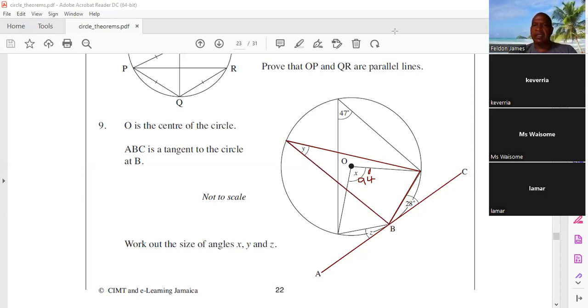Do you see that that's angle in alternate segments? Remember, this angle here is the same as the angle over here within the triangle. So this is actually 28. Okay, sir. You see that? Yes, sir. Okay. Now this one looks a little trickier than that one.